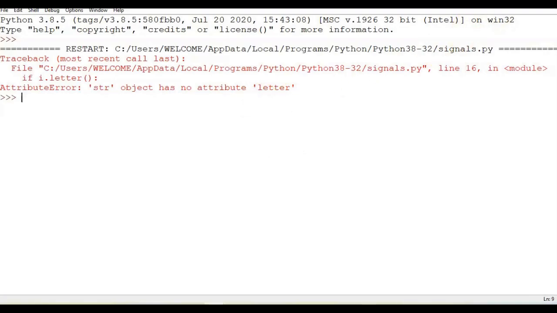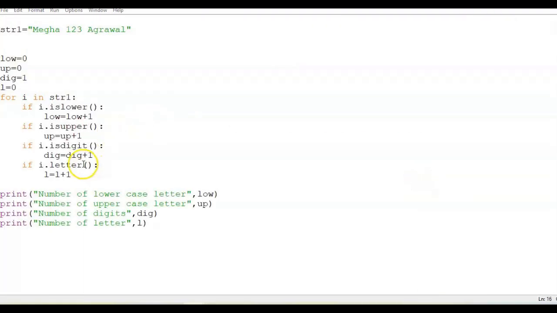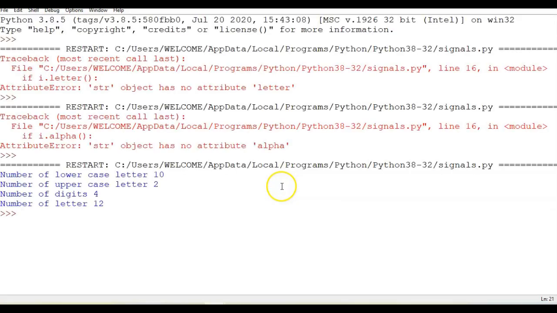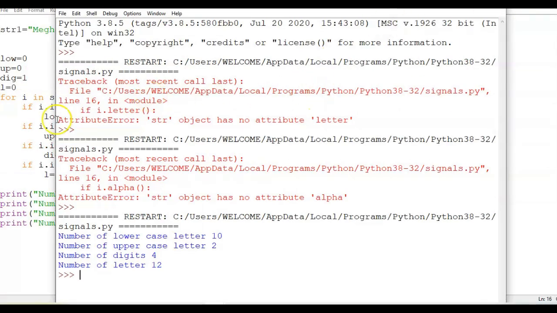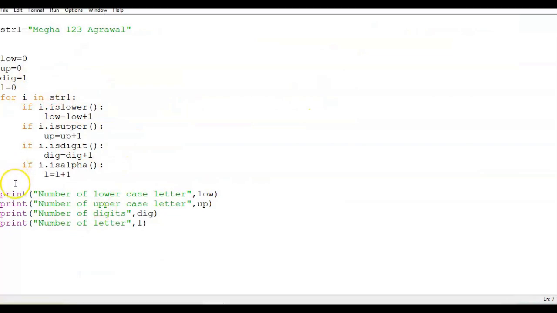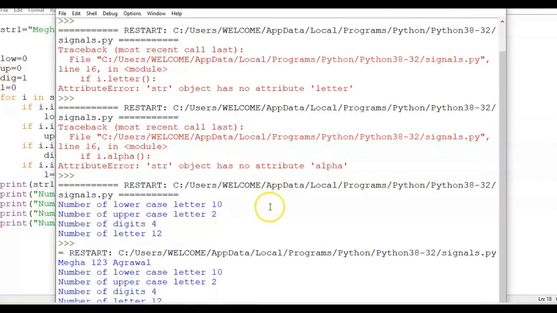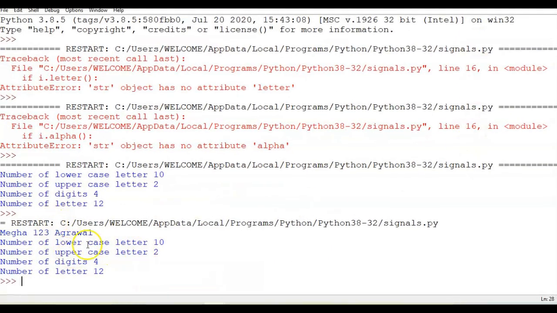Okay, the isletter function is not there. Yeah, there is no letter function actually. It is isalpha, alphabet. Okay, so we can check for isalpha and we can just try to run this code again. You don't need to externally save it and automatically the things will be saved. And you can display that string also on which you are applying all that. So I'm just displaying the string which is str1, and then we can check the output also, right?